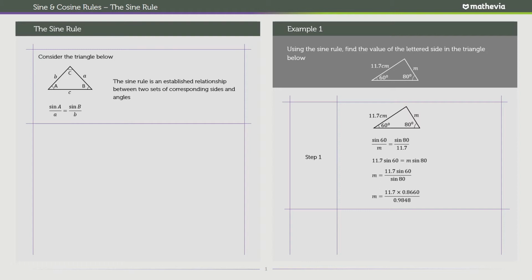So that's pretty much all you need to know at this point, okay, regarding the sine rule. Just go ahead and do more examples. Like I said, if you have two sets of corresponding sides and angles, you apply the sine rule. Now, another example.